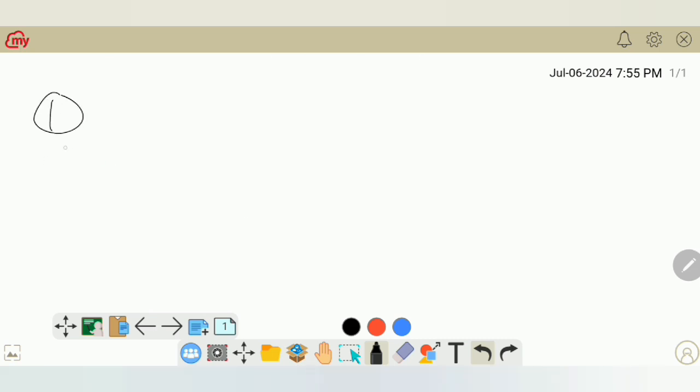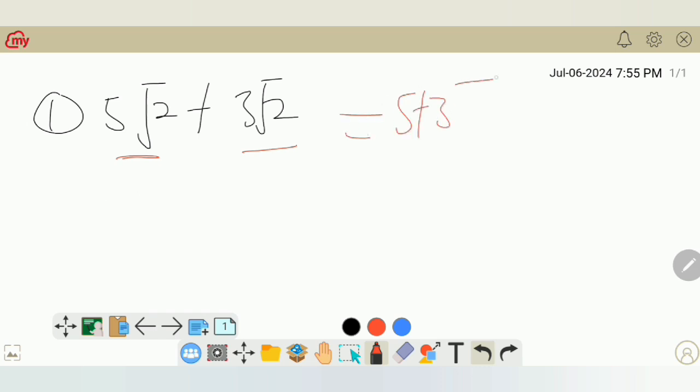Example 1. We are to simplify 5 root 2 plus 3 root 2. Are these two terms alike? Did you get it right? Yes, they are alike. Root 2 and root 2 are alike. So we add the coefficients. This is equal to 5 plus 3 root 2, which is equal to 8 root 2. Hope you've got it right.